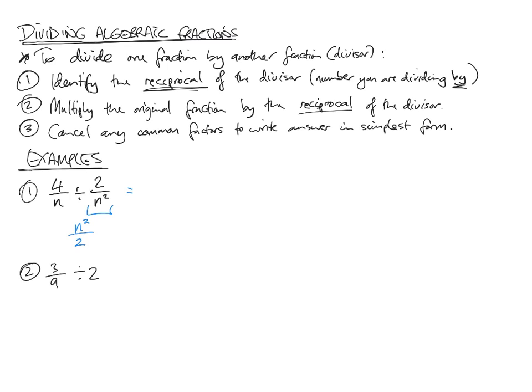So step 2 of dividing algebraic fractions is to multiply the original fraction by the reciprocal of the divisor. So the original fraction is still 4 on n, but we're now timesing by the reciprocal, which was n squared on 2. So basically how you do dividing is by timesing by the second fraction flipped. You don't actually do any division, you're still multiplying from the previous video. So the answer to this is going to be 4 times n squared over n times 2. So that's 4n squared on 2n.